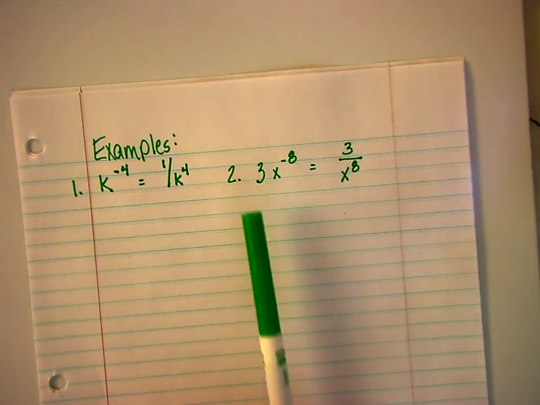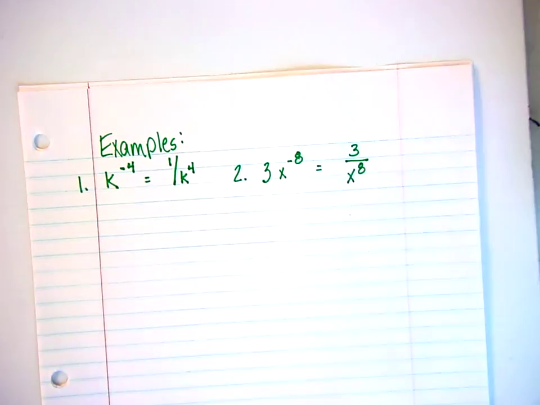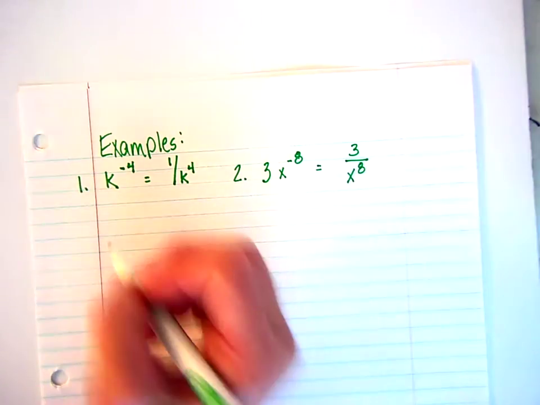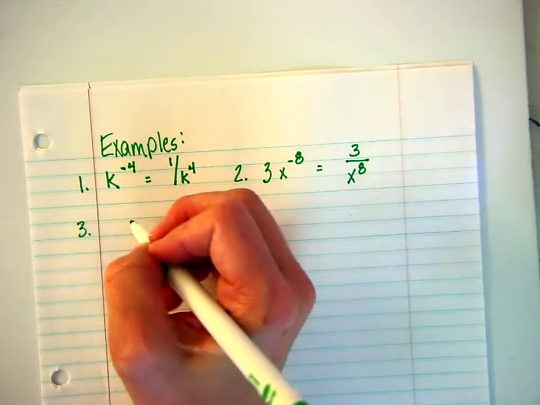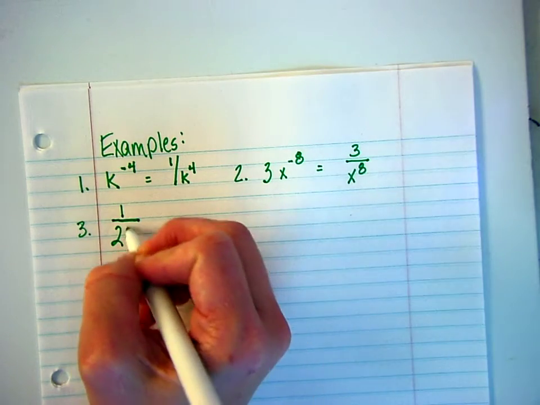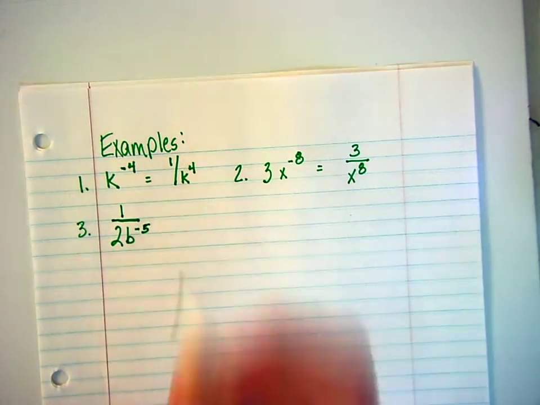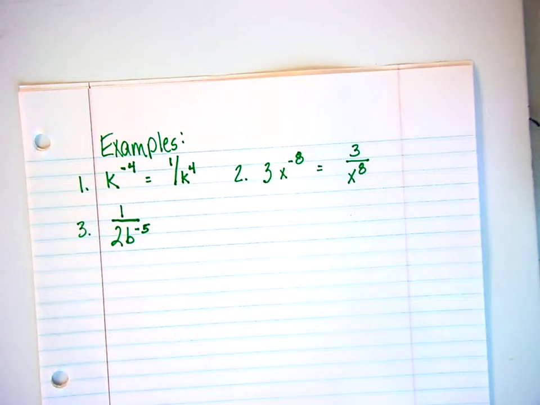We call this 3 right now? Coefficient. Ooh, very nice. It's the coefficient. Okay? Number 3. I have 1 over 2b to the negative 5. One over 2 times b to the negative 5.